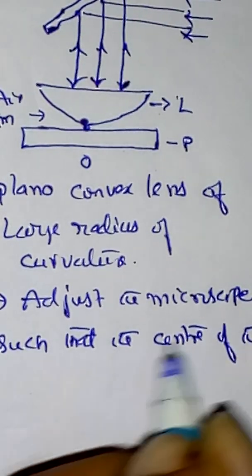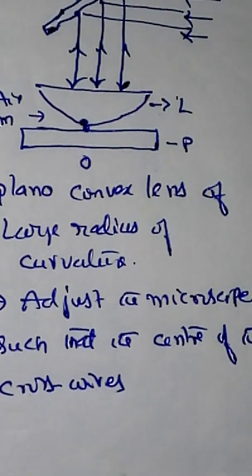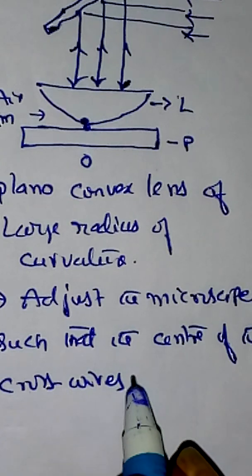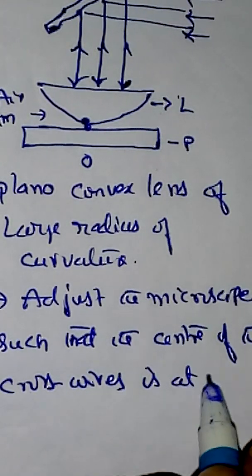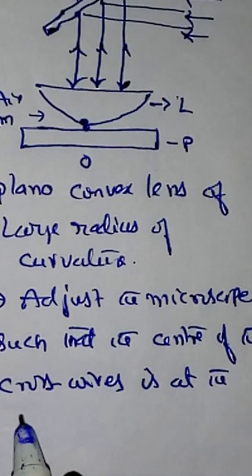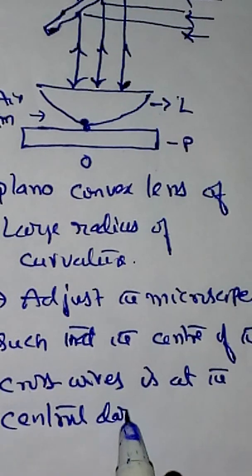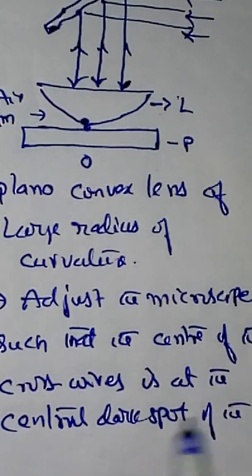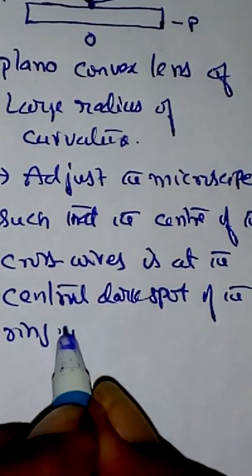Such that the center of the cross wires, you all know that in the microscope you have cross wires. So the center of the cross wires is at the central dark spot of the ring pattern.